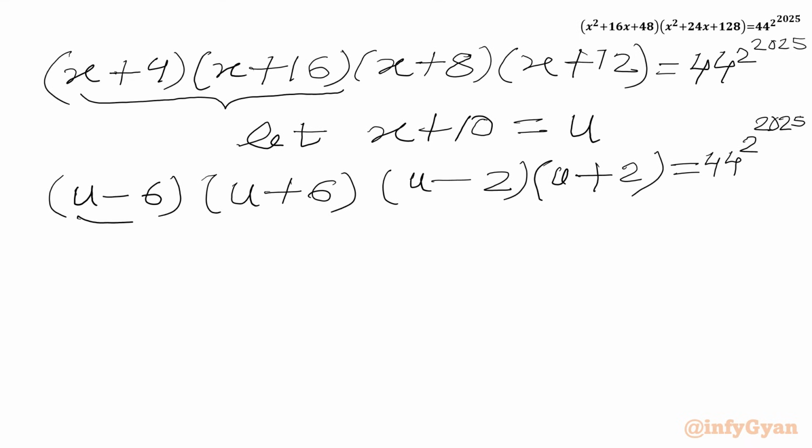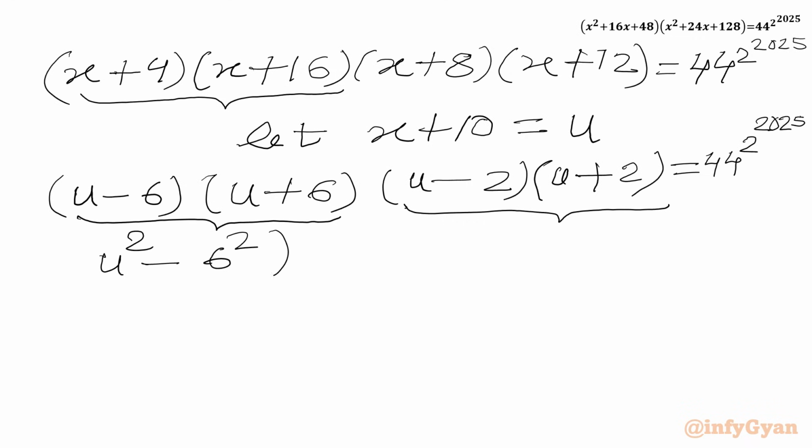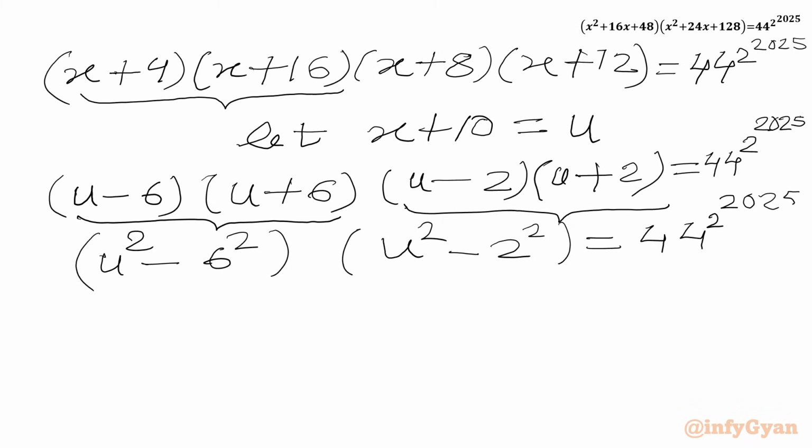Now we are going to use the a plus b times a minus b difference of two squares formula, and we will get (u square minus 6 square) times (u square minus 2 square) equal to 44 raised to the power 2 raised to the power 2025.